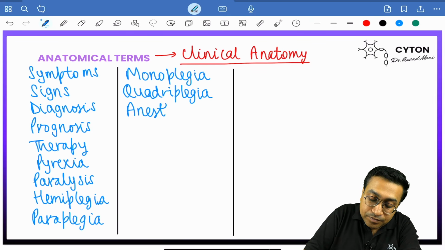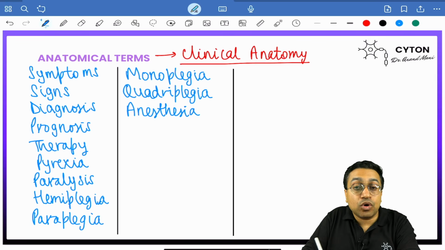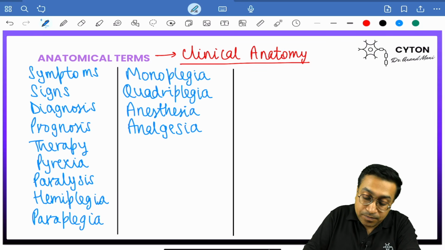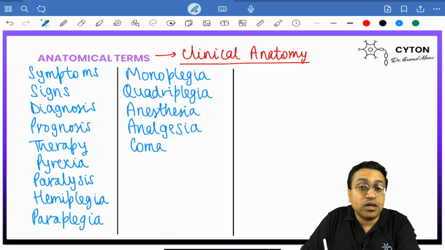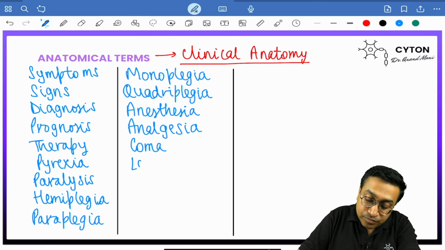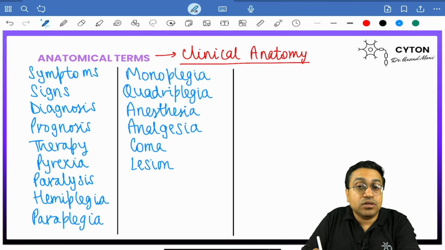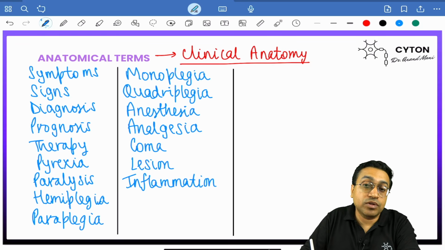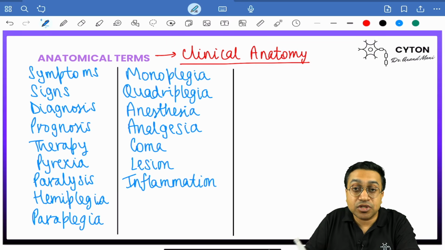Anesthesia, loss of sensations. Analgesia, that is loss of pain sensations. Coma, loss of consciousness from which the person cannot be aroused. Lesion, abnormal or damaged area of the body. Inflammation, that is local reaction of the body part to injury. It includes swelling, pain, redness, raised temperature, loss of function.